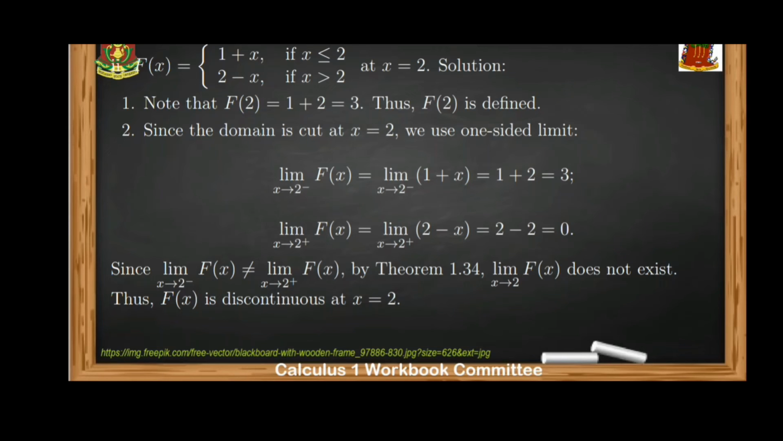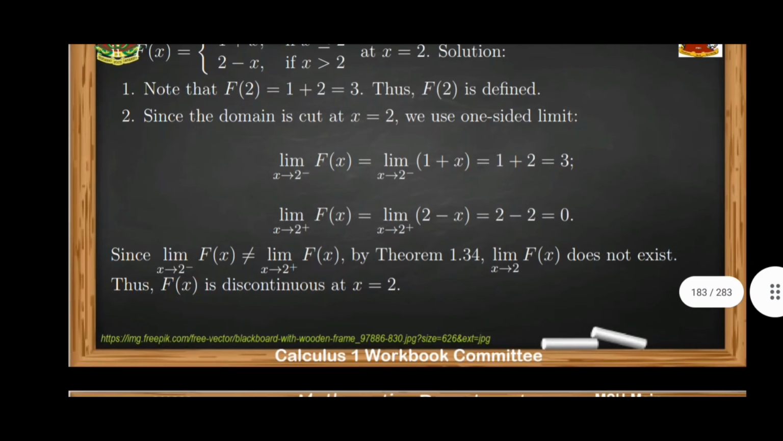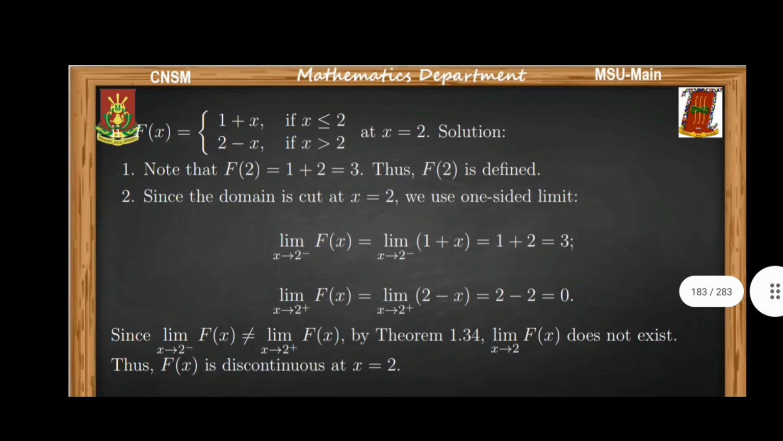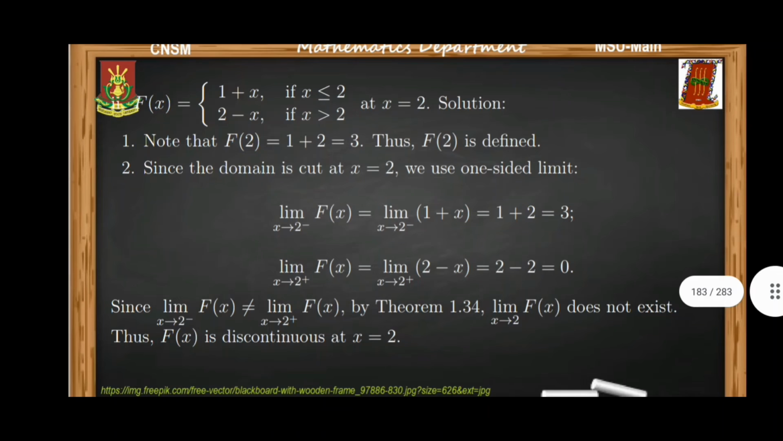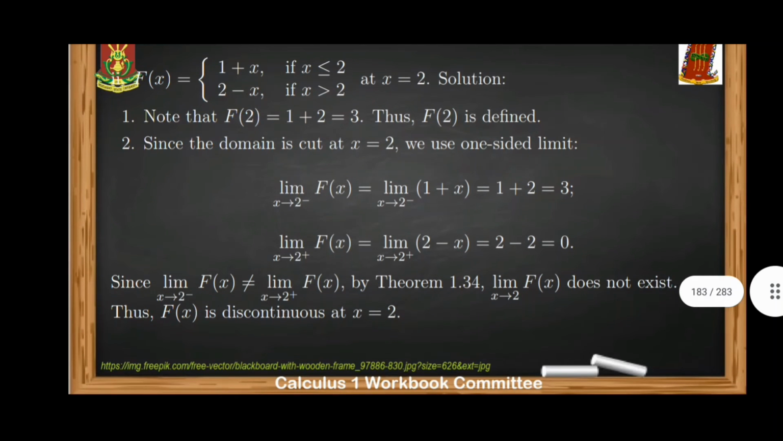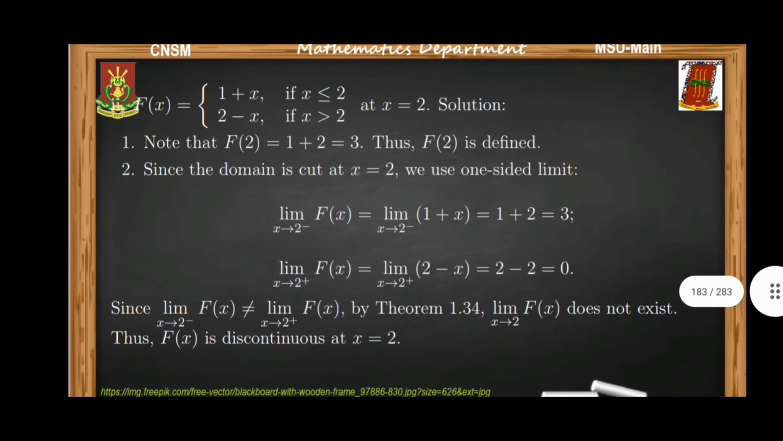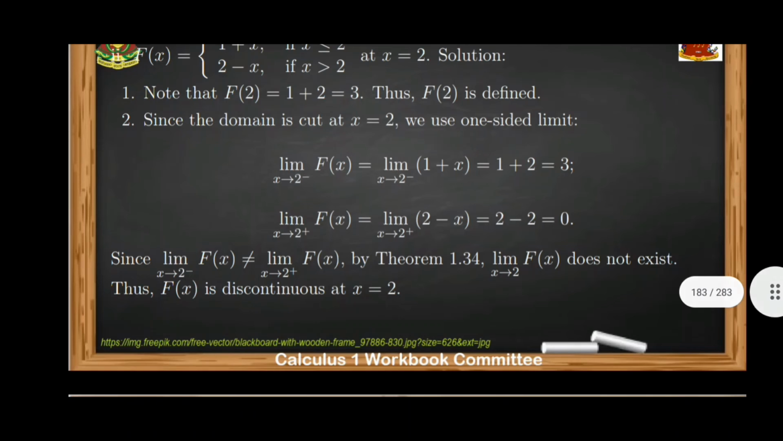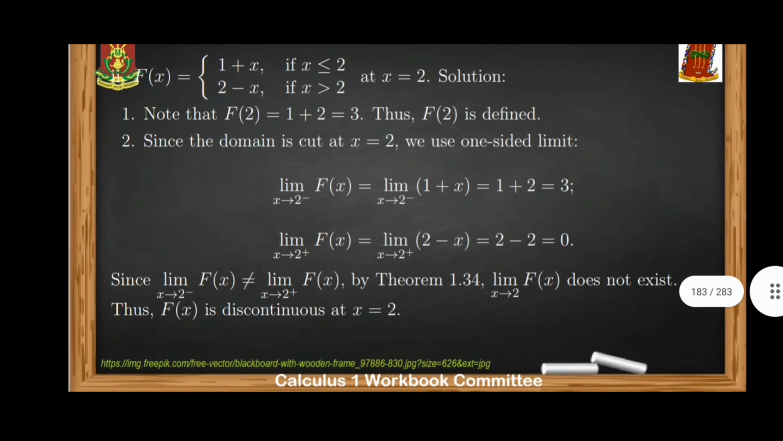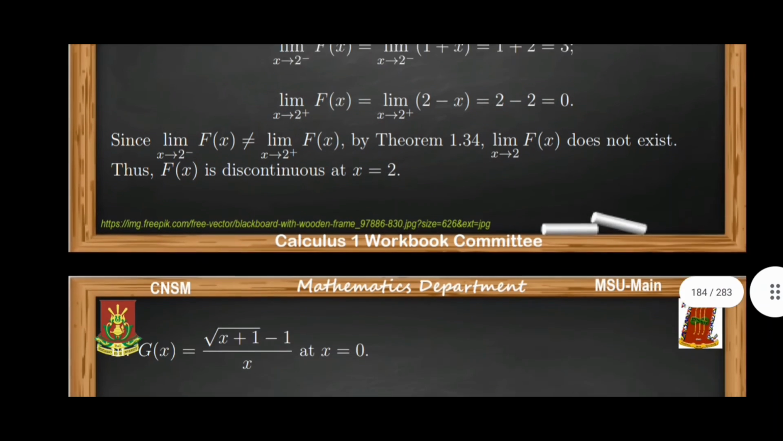So, since the one-sided limit theorem or theorem 1.34 is stated na kung hindi equal yung dalawang equation natin using the value of x, then yung limit ng function natin does not exist. So it also means that the function f of x is not continuous or discontinuous kasi hindi siya equal.